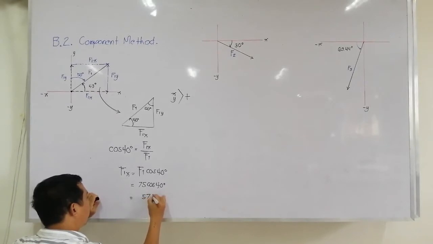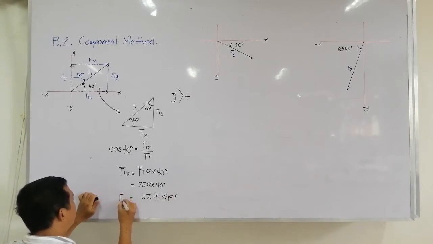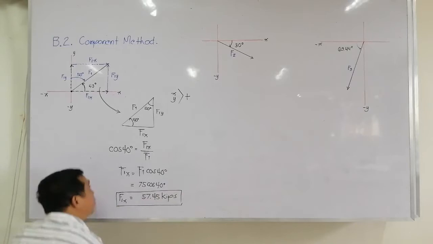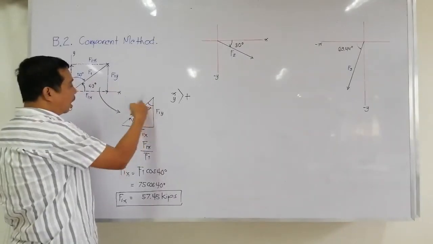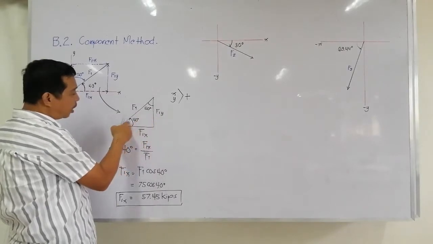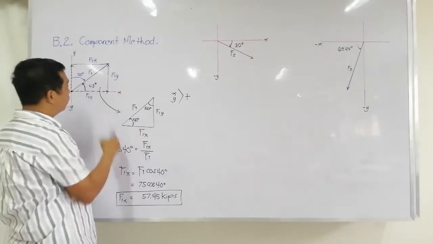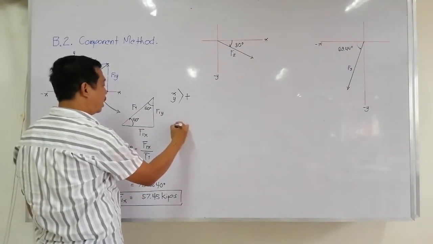Positive 57.45 kips. This represents your x component of F1. How about y? Using this triangle, sige natin yung ginagamit natin 40 degrees, yung nakadikit sa x. Solving for F1y, gagamit ka ng sine.